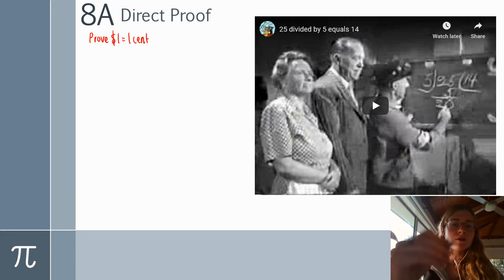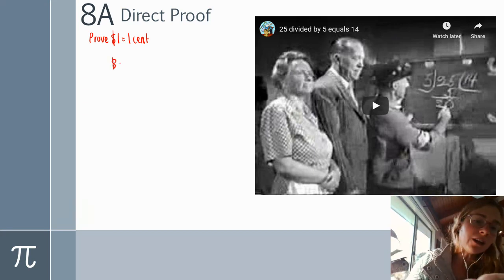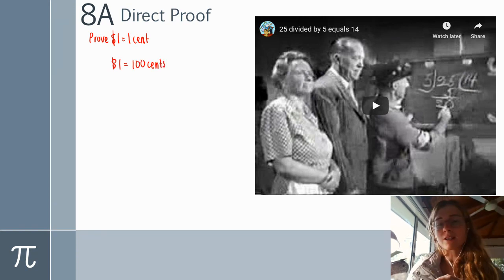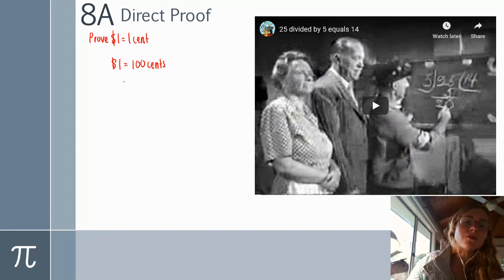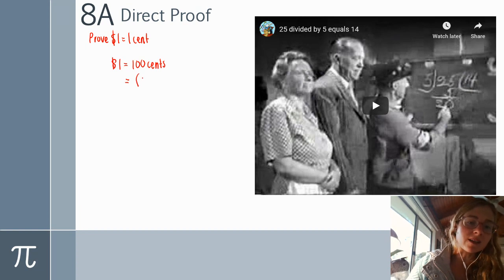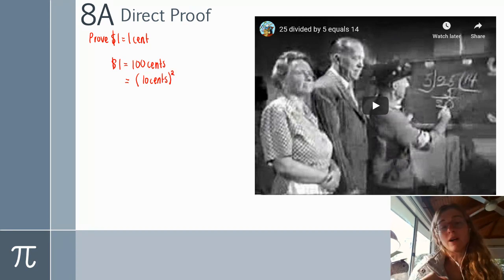So let's start with what we know. I know that $1 is the same thing as 100 cents. I know that as a fact, but that's not really what I want to prove. In fact, it's kind of the opposite. So let's go from here. I also know 100 cents is really 10 cents all squared. All right, 10 squared is 100.